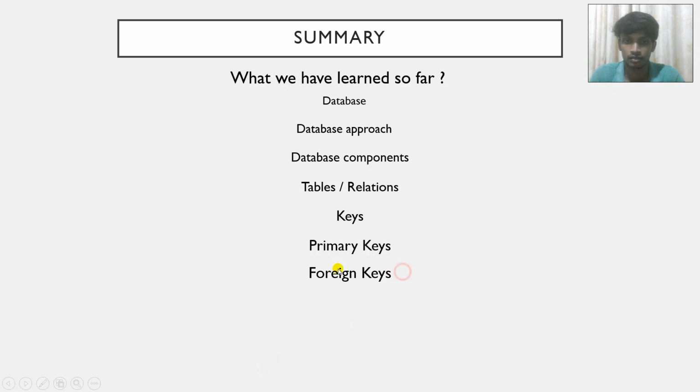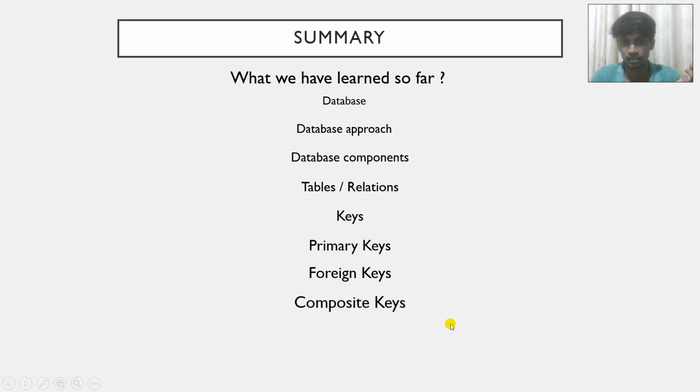Then we came to foreign keys. A foreign key is basically the primary key of another table, and we use a foreign key in order to make relationships between tables. So when a foreign key is made, there will also be a relationship. That's how a foreign key works.